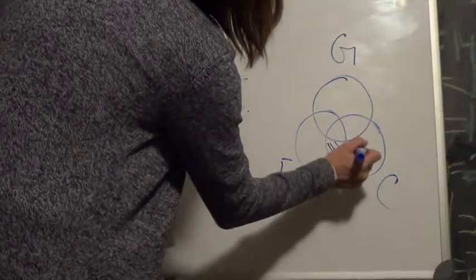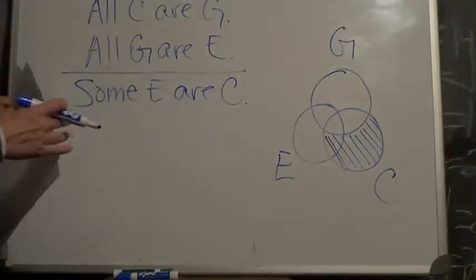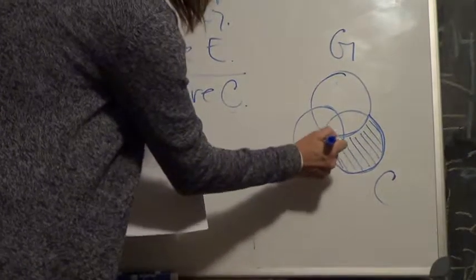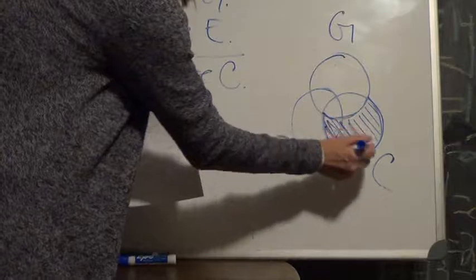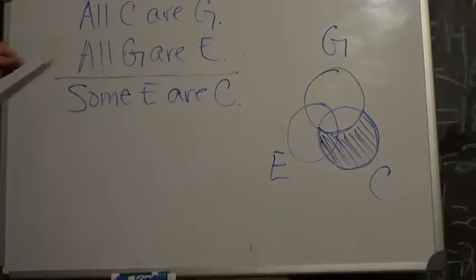So I'm going to shade out anything that's a C that's outside the G. And again, remember, all of this is a C outside of G, so you just ignore that line and you diagram right over it. Okay. And then the second one, all G or E.